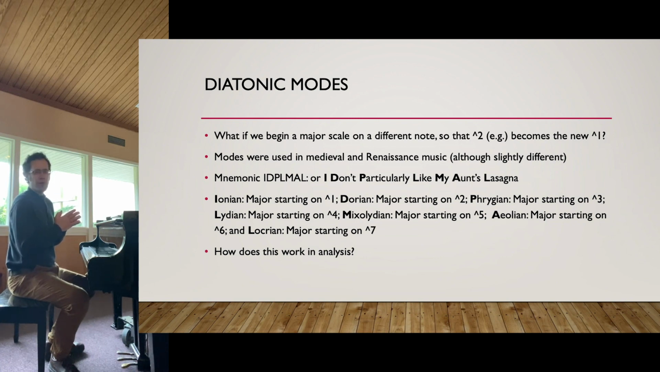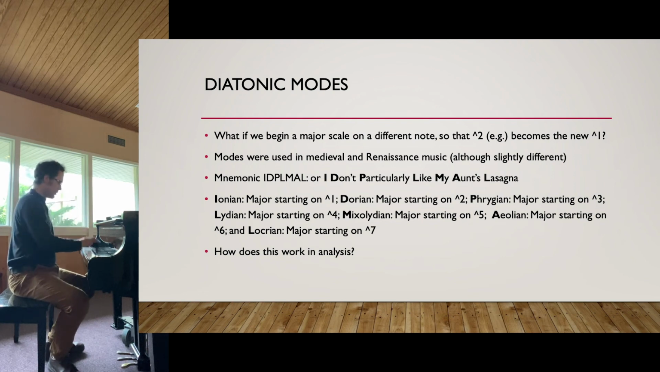So if you remember that series, IDPLMAL, you'll then be able to generate all of your modes. Okay, so Ionian starts on 1, Dorian starts on 2, Phrygian starts on 3, Lydian on 4, Mixolydian on 5, Aeolian on 6, which is, by the way, the same thing as natural minor, and Locrian starts on 7. Now, we can do this with any scale.